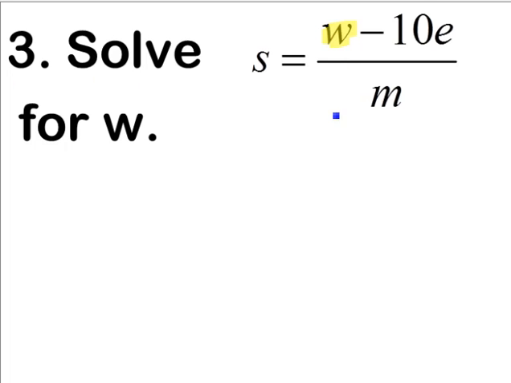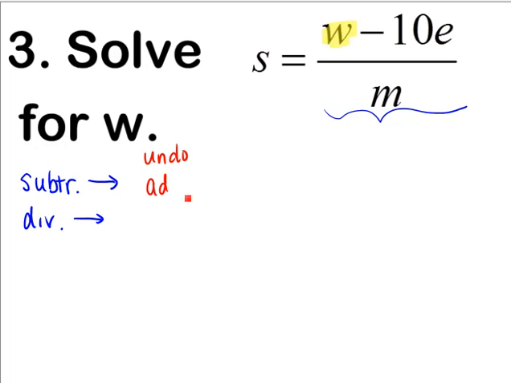I'm going to look on the side that I have highlighted, and I'm going to determine what operations are being used. There's a subtraction and there is a division. We're going to talk about how to undo those. You undo subtraction by addition, and you undo the division by multiplication.